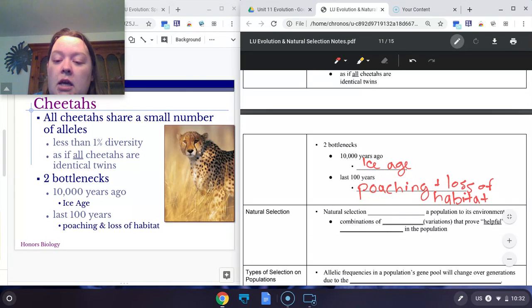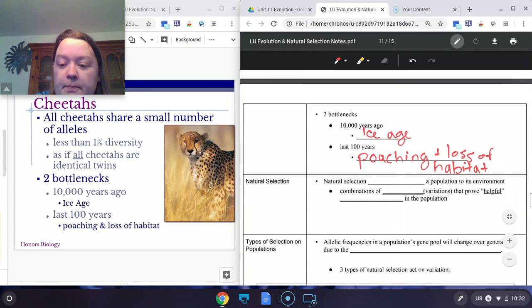So just think about the things that you do every day and how it can affect organisms around you. Because cheetahs could be more diverse if this last bottleneck hadn't happened. And that's due to human activity, which is something we can control. So when you're voting and voting for people who make policy, keep these things in mind, that human activity can have huge effects on the organisms around us.